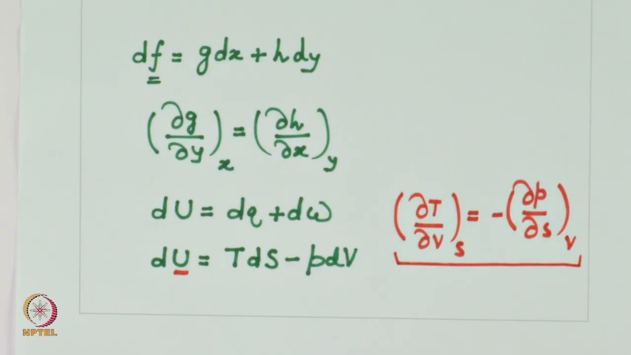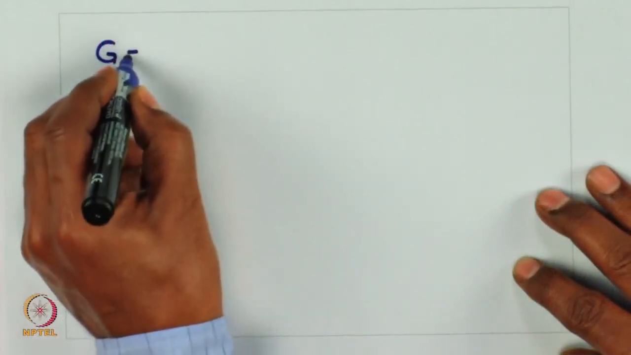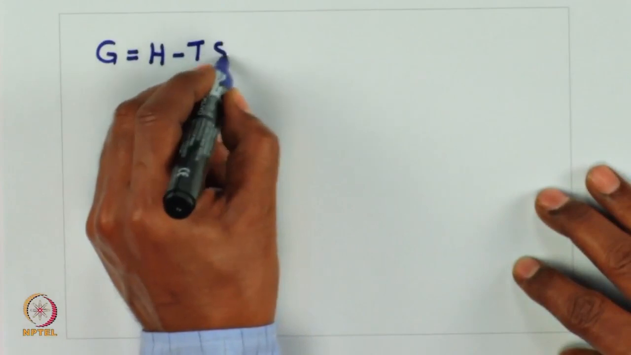Similarly, we can use some other state properties and derive other Maxwell relations. What are the other state properties we can think of? One is G, another is H, and one more state property that we can think of is Helmholtz free energy. Let us use each one of those state properties. Let me start with, since we are going to talk about Gibbs free energy today, the Gibbs function. G is equal to H minus TS, we know that.